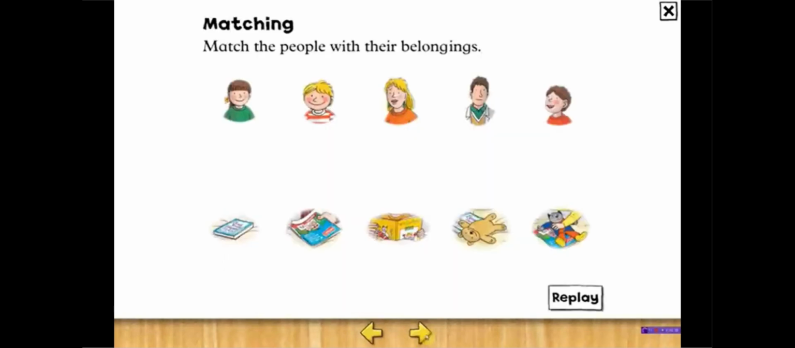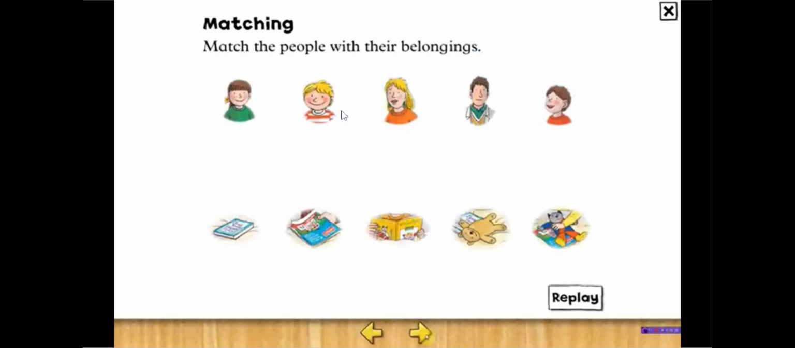All right, class, let's match the characters from the story with their belongings. We have Biff, Kipper, Mum, Dad, and Chip. Let's look at Biff. Do you remember which of these items belonged to Biff? I think Biff had a toy in the story. Do you remember which of these toys belong to Biff? If you answered the teddy bear, you are correct. Biff had a teddy bear.